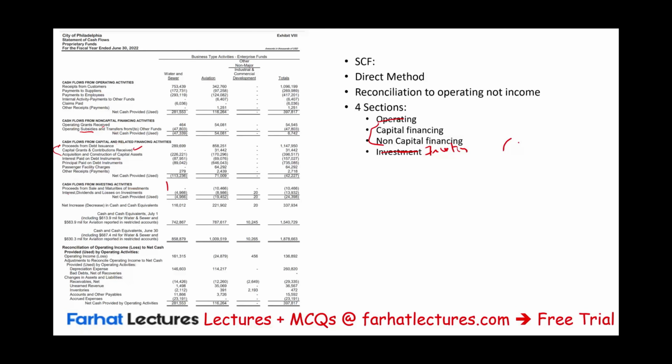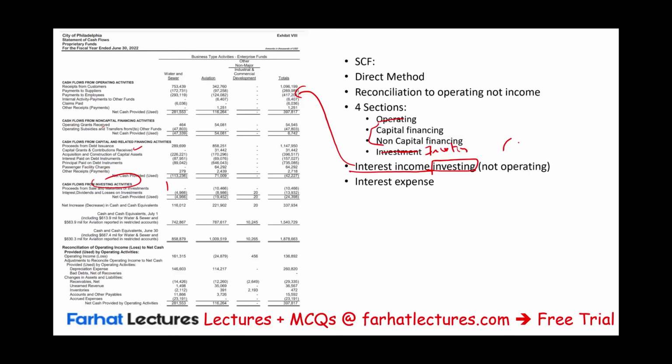Once again, I have a separate recording on how to prepare one from scratch. Notice interest income. Interest income is an investing, not operating. And I mentioned this in the other session, where interest income is an investing activity. For GAAP, for for-profit businesses, it's under operating. So you have to know those subtle differences.